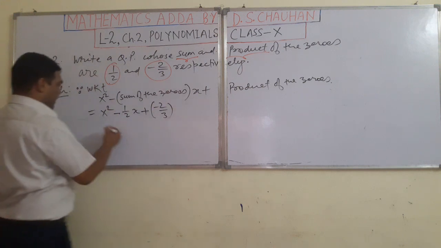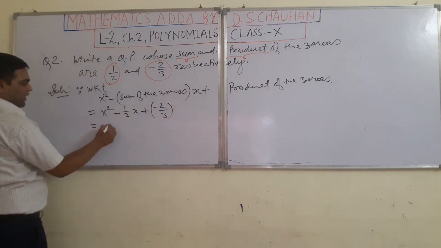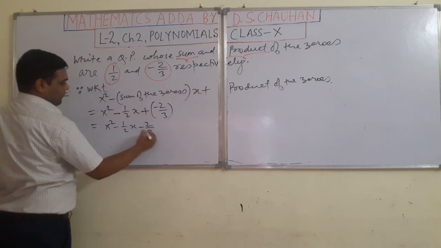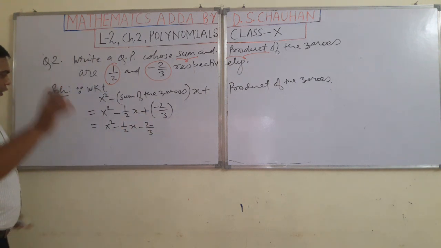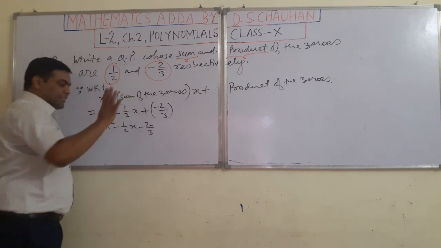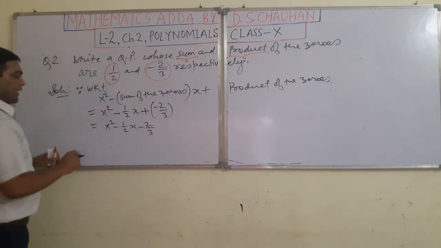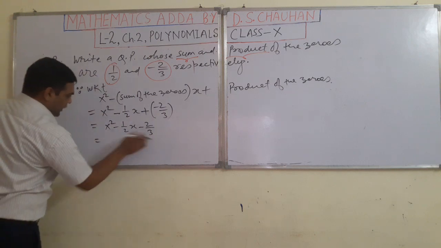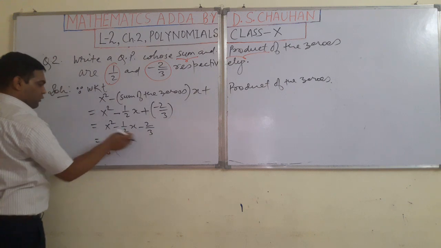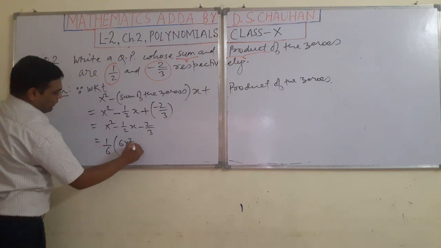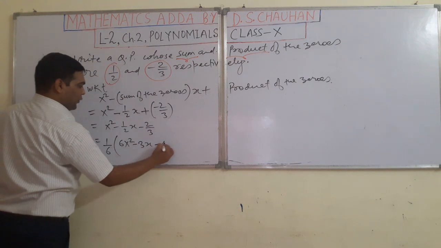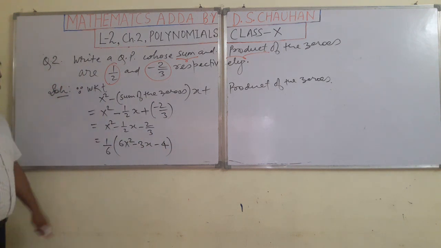Now we will simplify it. What will we get, students, here? x square minus 1 by 2 x minus 2 by 3. It depends on you. Either you can leave the result up to this place, or you can proceed further by taking LCM. How? See, 6 is the LCM, so you can note down 1 by 6 inside the bracket. What it could be? 6x square minus 3x minus 4. All of you know this very well.